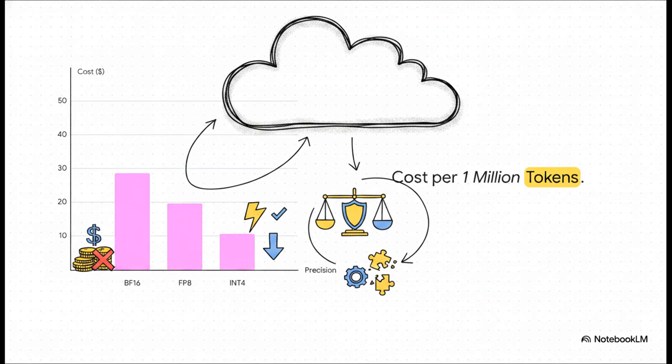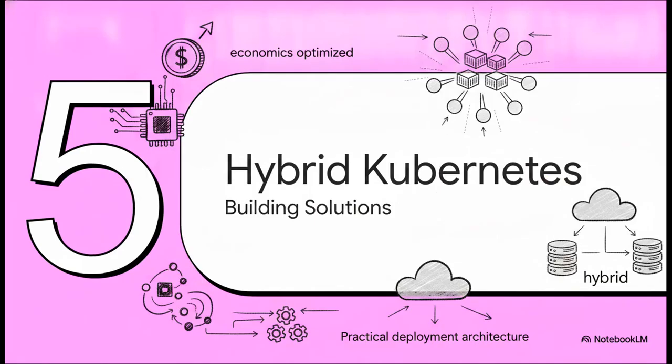Why is that? Well, because while INT4 is incredibly cheap and fast, benchmark testing shows it actually severely degrades code generation scores and complex reasoning. So FP8 gives you a really massive cost reduction with almost zero measurable accuracy loss. It's the Goldilocks zone. Finally, part 5, building hybrid Kubernetes solutions.